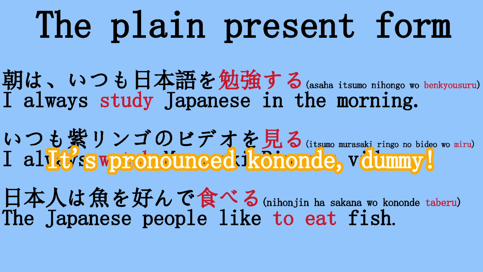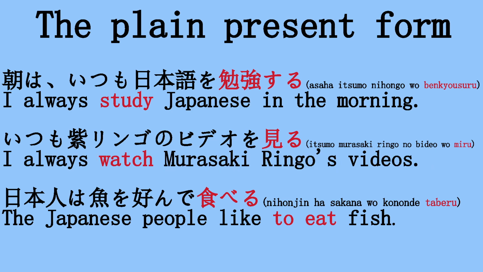Nihonjin wa sakana o suki de taberu. Japanese people like to eat fish. This is a generalization because there are probably some Japanese that don't like fish, but most of them do. You use the dictionary form here.